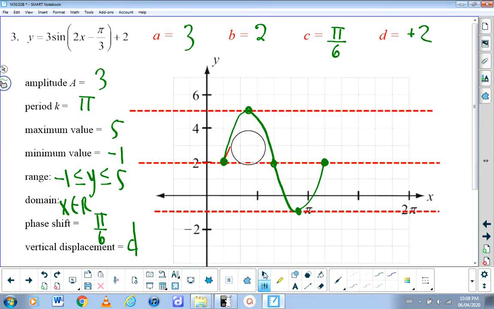What you want to focus on to begin with, I guess, is what A and D are, because A and D give you those horizontal guidelines, where the middle of the graph is, where the top of the graph is, and where the bottom of the graph is. So I hope that was helpful.